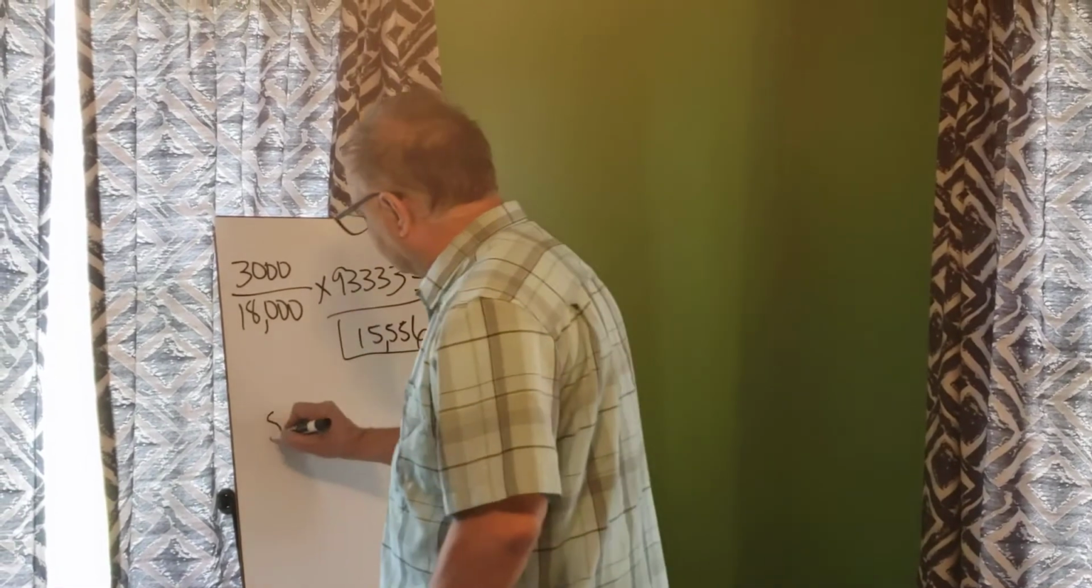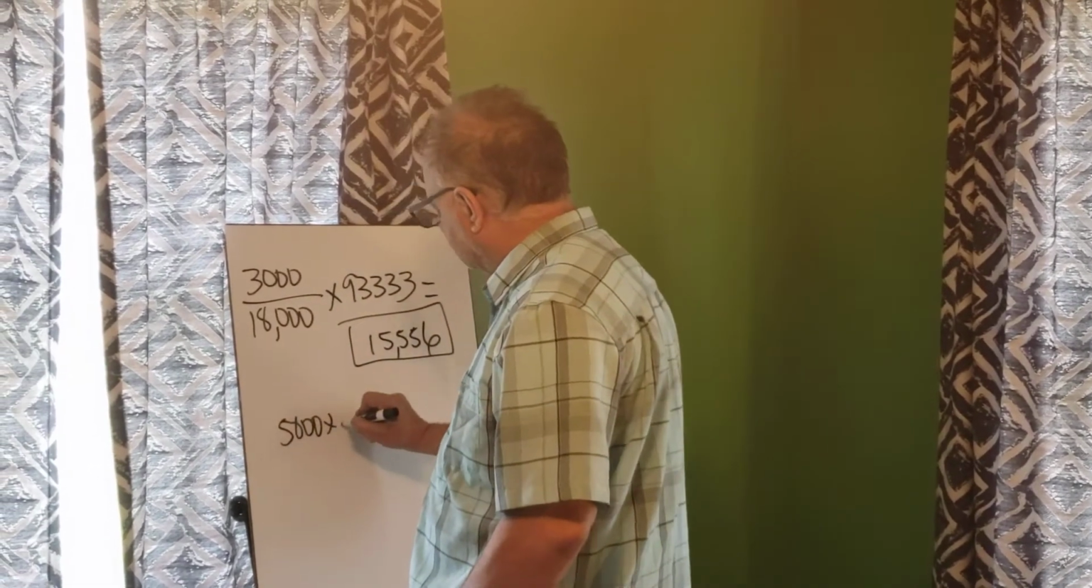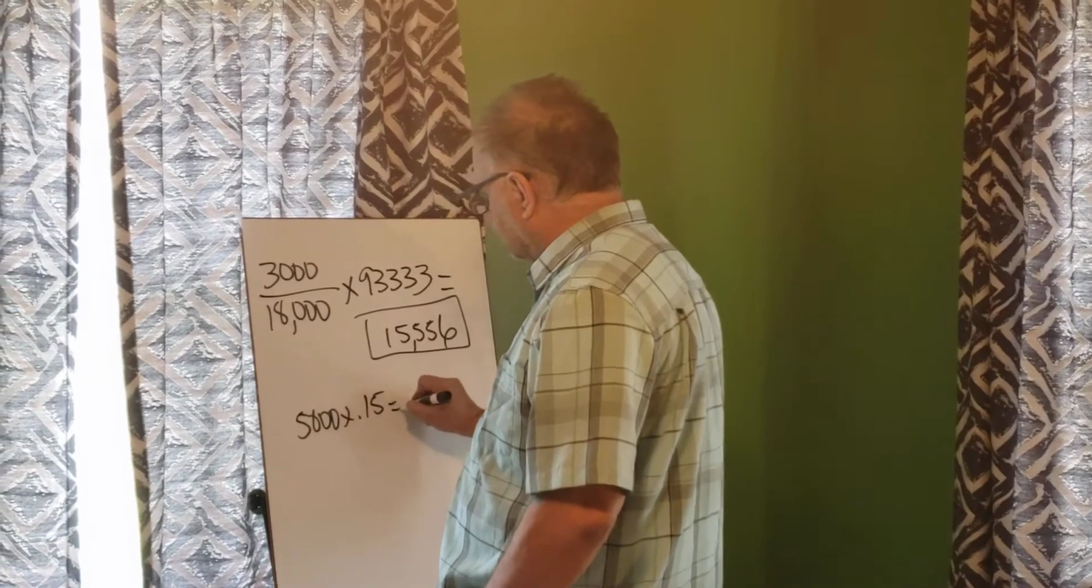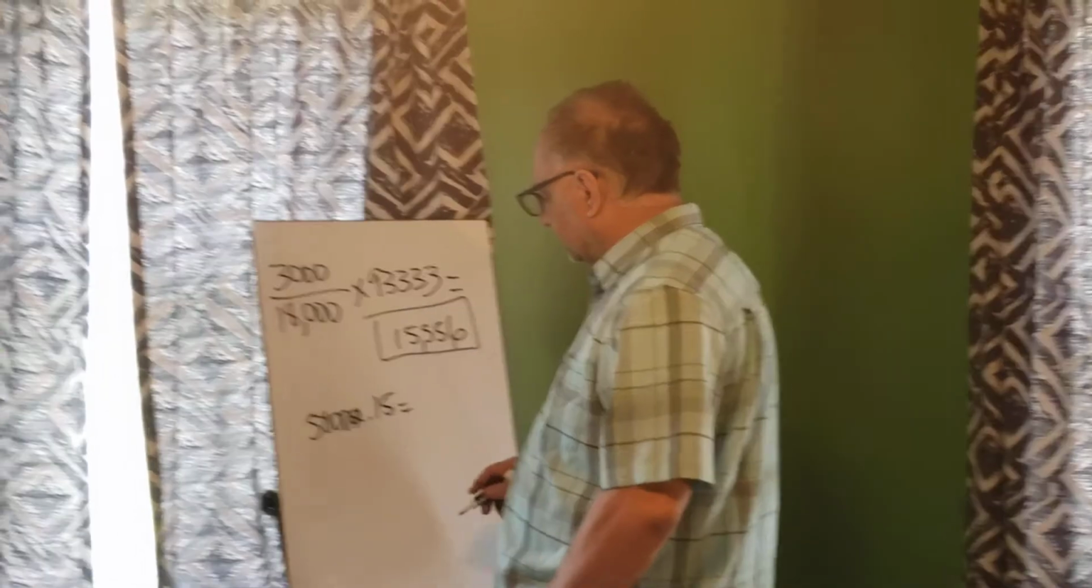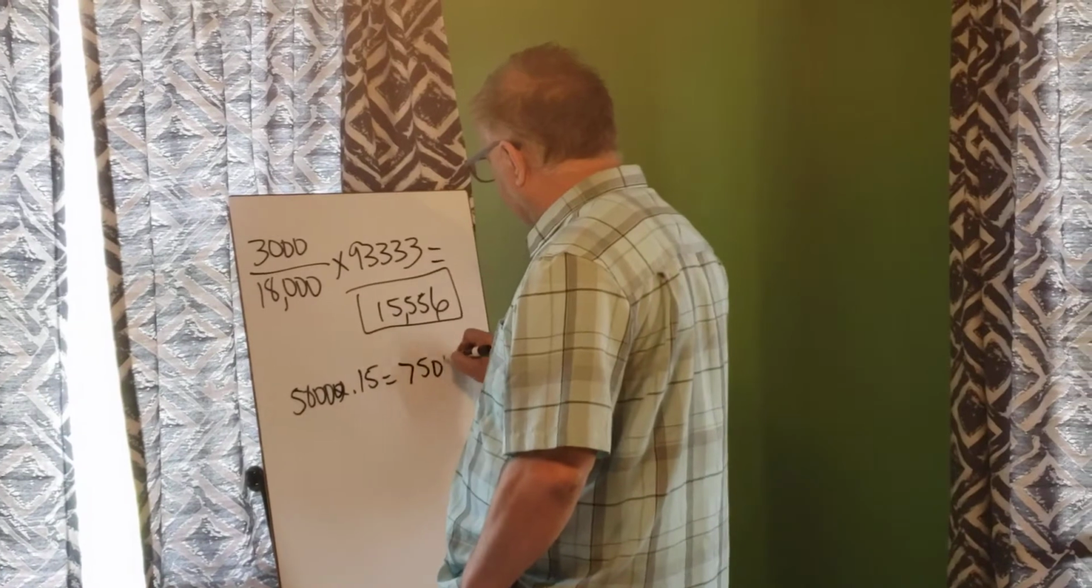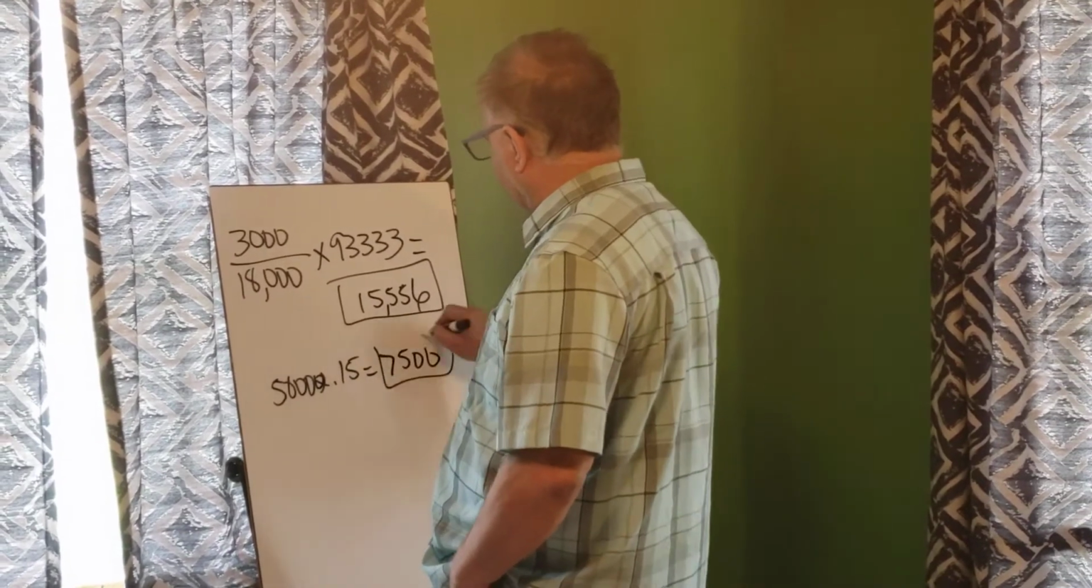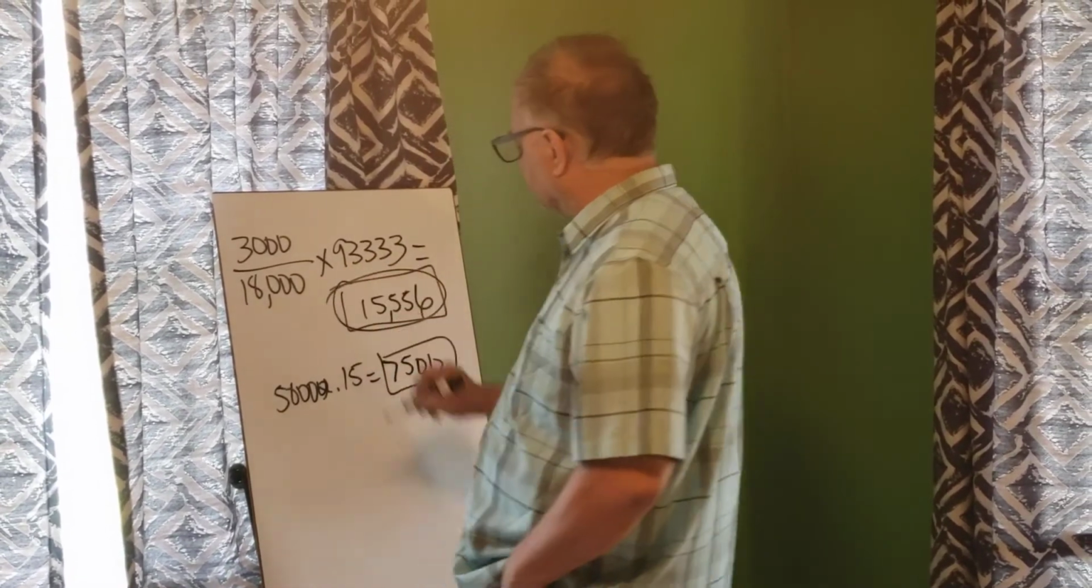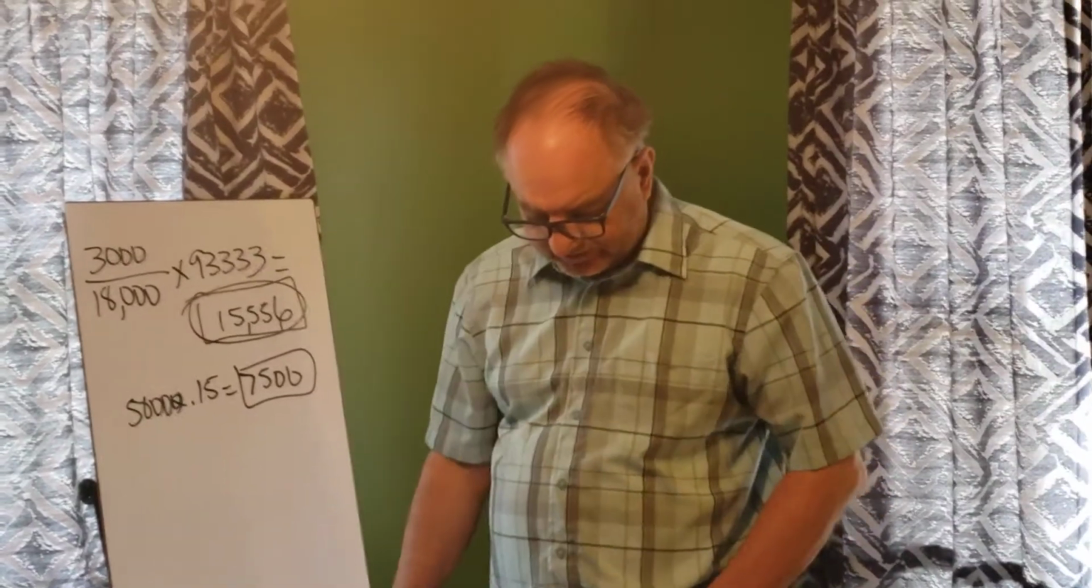Again, my percentage depletion amount here would be 50,000 times 15%, which would be $7,500. Again, I'm going to take the higher of the two. I'm going to take this 15,556 right here.